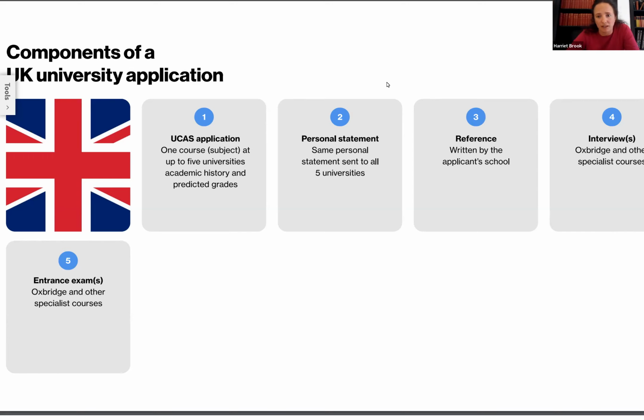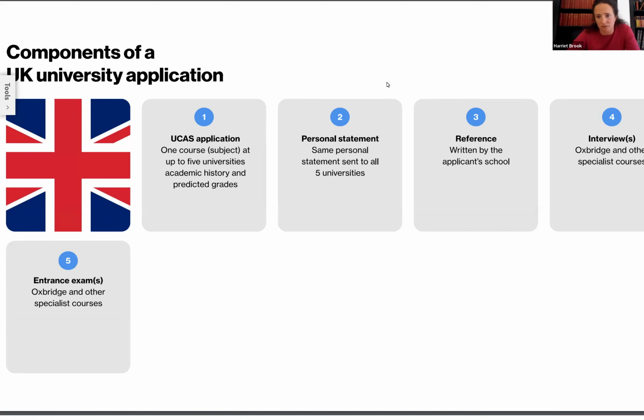So things like medicine, law, perhaps engineering, degrees like that, they might require an interview. And then finally, entrance exams. Again, Oxbridge more often than not. So Oxford certainly, Cambridge for some courses won't necessarily have an entry assessment, but might have an at-interview assessment. So it's really important that if you're looking at doing this, you're thinking about those steps as well. And if you are looking at a university like Oxford or Cambridge, that you've mapped out what happens when.